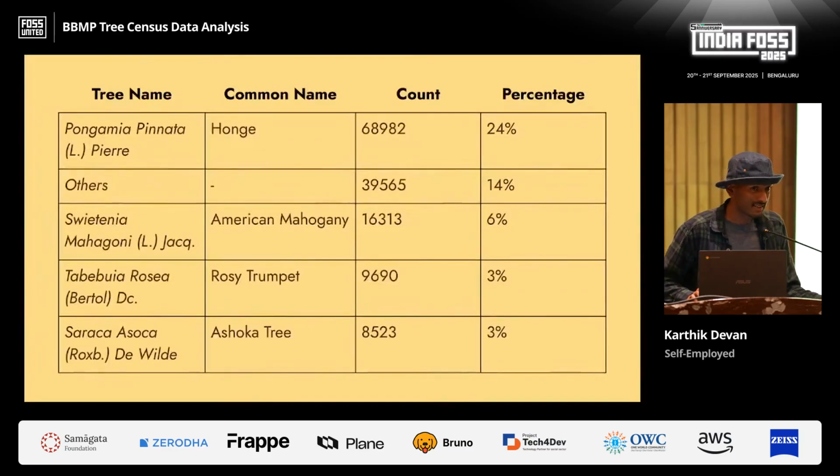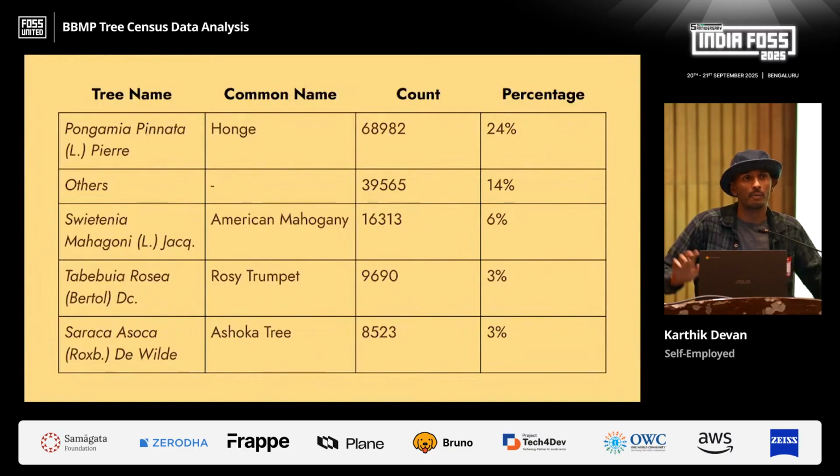And okay, now let's get into the tree species itself. The BBMP had undertaken to identify tree species, and how well they identified is evidenced by the fact that the second most popular species is called others. Yeah. Okay, jokes apart, the first one is Pongamia pinnata, also called honge in Kannada.